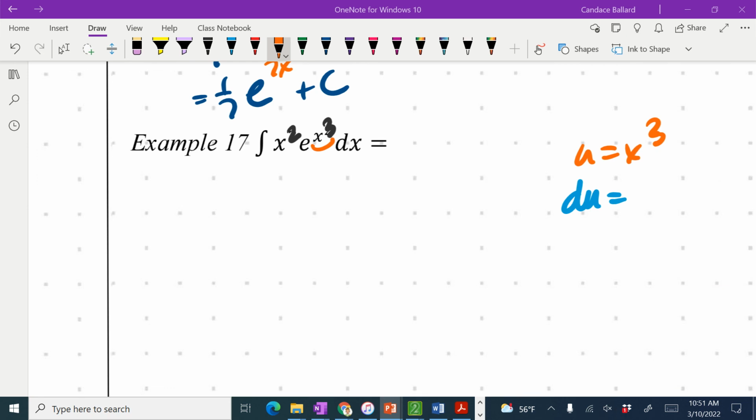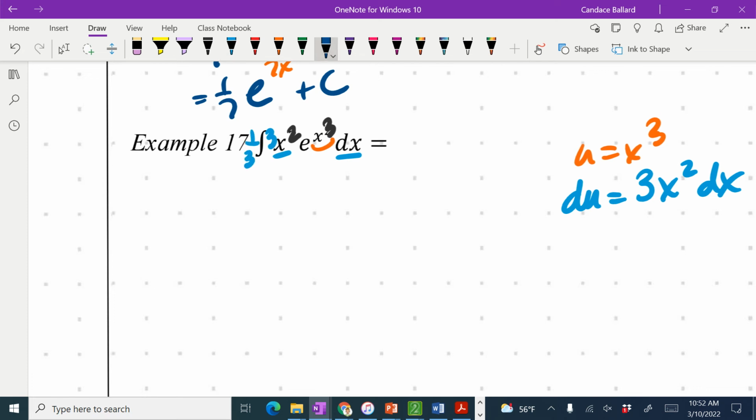All right, let's see what we got. Okay. So your du should be 3x squared dx. Do we all agree with that? Okay, we have x squared and dx. What are we missing? 3. So I need to add a 3 on the inside. What goes on the outside?